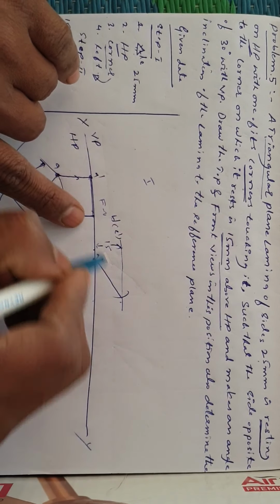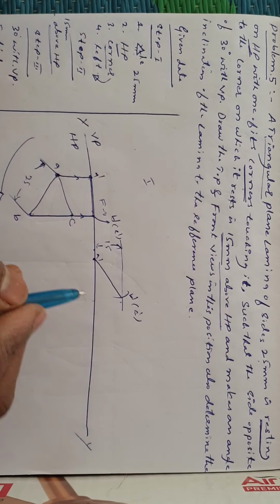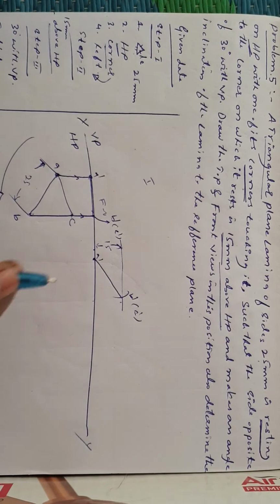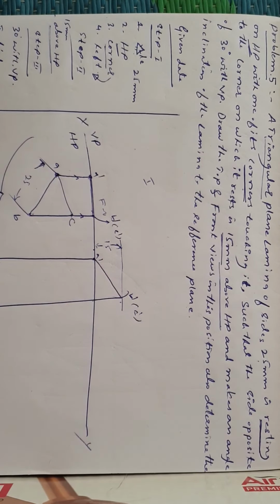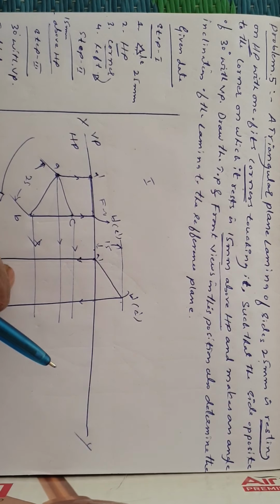This is A dash. This point is B dash, C dash. So this completes the second step, the front view. Now draw the projectors in the downward direction from each corner of the top view, from A, from B, from C, and show the arrow mark on each projector line. Now you know how to find this apparent top view.